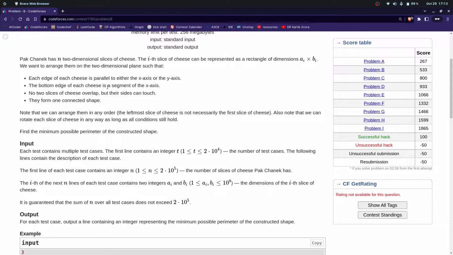So moving on to the second question for today's contest, which is Jumbo Extra Cheese 2. This particular question says that we have been given some boxes essentially, and all of those boxes have dimensions of a_i cross b_i.